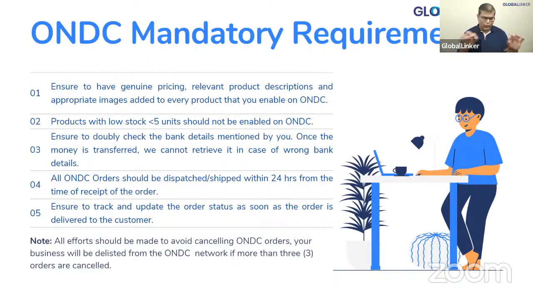The last point, which is highlighted in a different color, is that all the effort should be made to avoid cancellation of ONDC orders. If you have cancelled 3 orders from ONDC, that's where you will get delisted from the network. You should avoid doing that. So these were a few mandatory requirements.